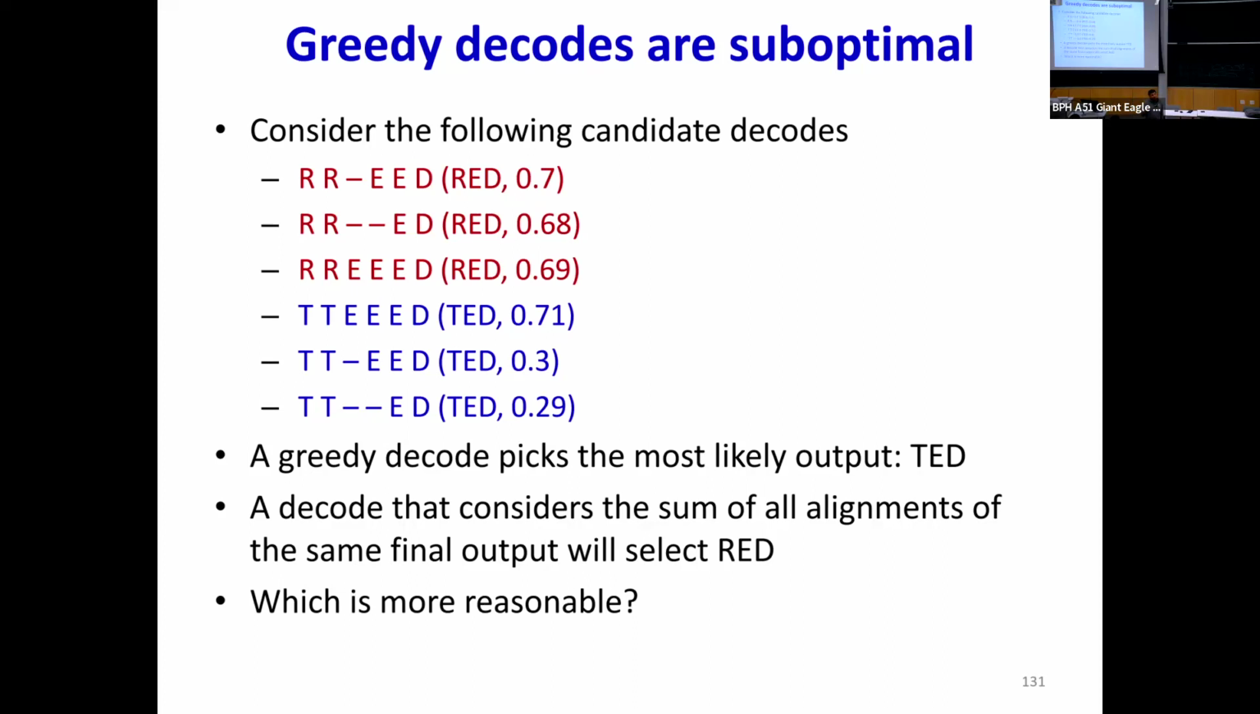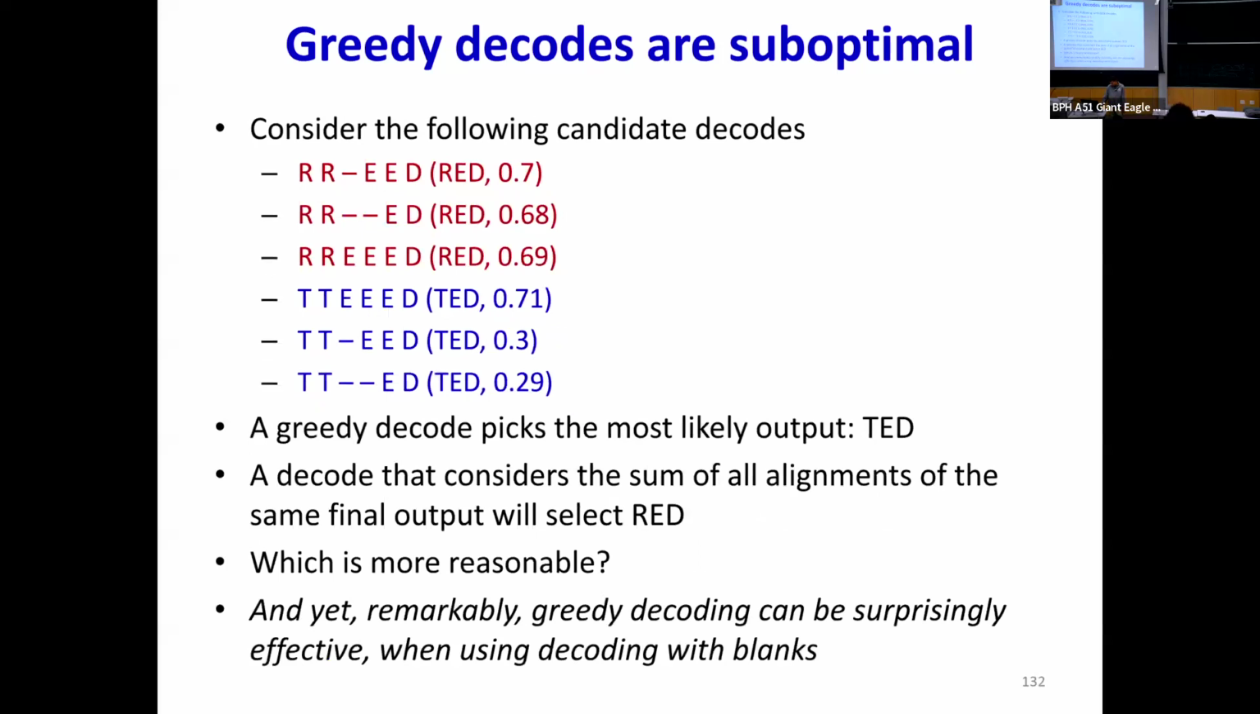But then there are multiple alignments of RED. All of them have high probability. They're just individually never the highest. Whereas in the case of TED, there's one alignment which is kind of standing out, but the rest are very poor. So considering all of these, which do you think is the better choice, RED or TED? RED, right? So what we really want to be doing is considering the total probability across all alignments, not just the probability of the most likely alignment. And still, greedy decode would just pick TED.